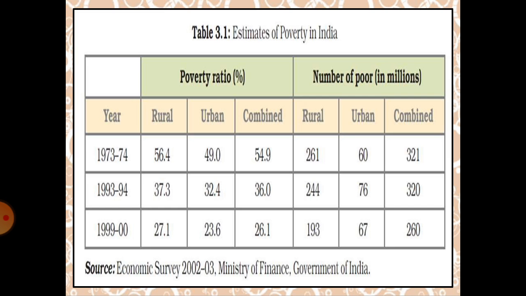So that is how the calorie need is 2400 in the rural areas. They do a lot of physical work. Based on the calculation of the 2011-12 poverty ratio, a person has been fixed based on earnings. That is, if he is earning 816 per month in the rural area, then he will be in the poverty line, and if he is earning more than that, he will be above the poverty line in the rural area.